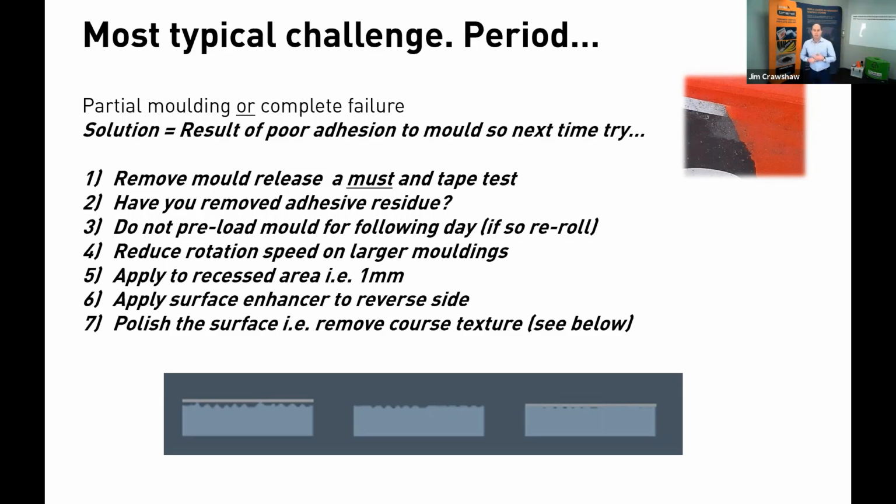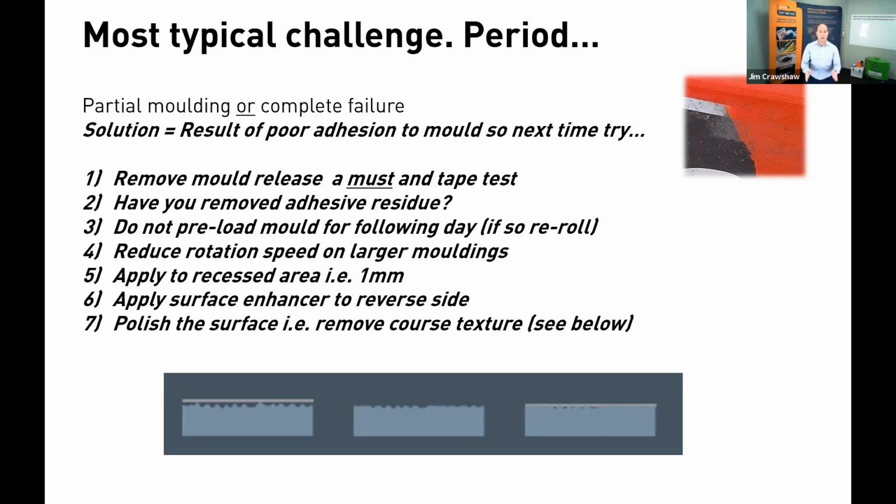Apply surface enhance to the reverse side. So we saw that again in the ZD video case study. It is definitely a good option if you're having problems with graphics being dislodged. And 7 is another really important one: polish the surface of your mold.